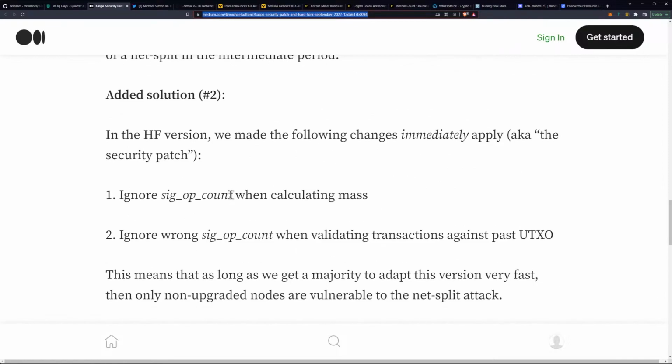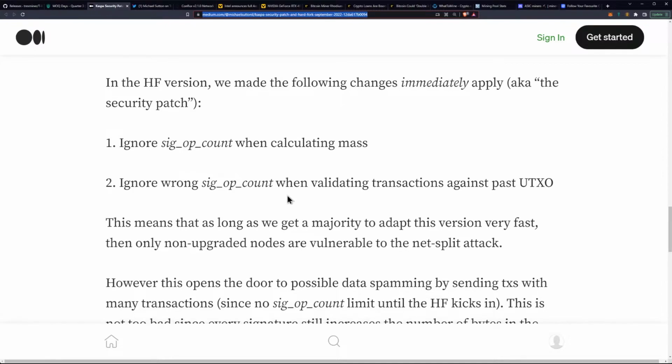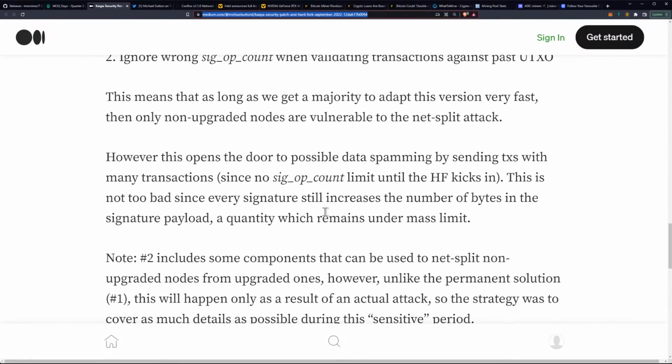I didn't see anything crazy, but in the hard fork version, they added a second solution. They made the following changes immediately apply to the security patch: 1, ignore sig op count when calculating mass, and 2, ignore wrong sig op count when validating transactions against past UTXO. This means that as long as we get a majority to adapt to this version very fast, then only non-upgraded nodes are vulnerable to the net split attack. Now, like I said before, we had less than 1% upgrade, so I think that this is probably fine.